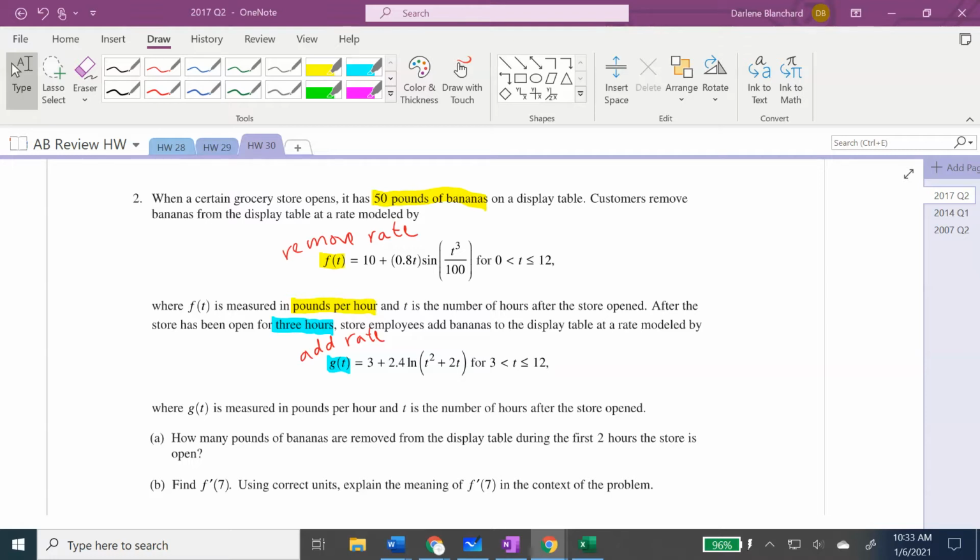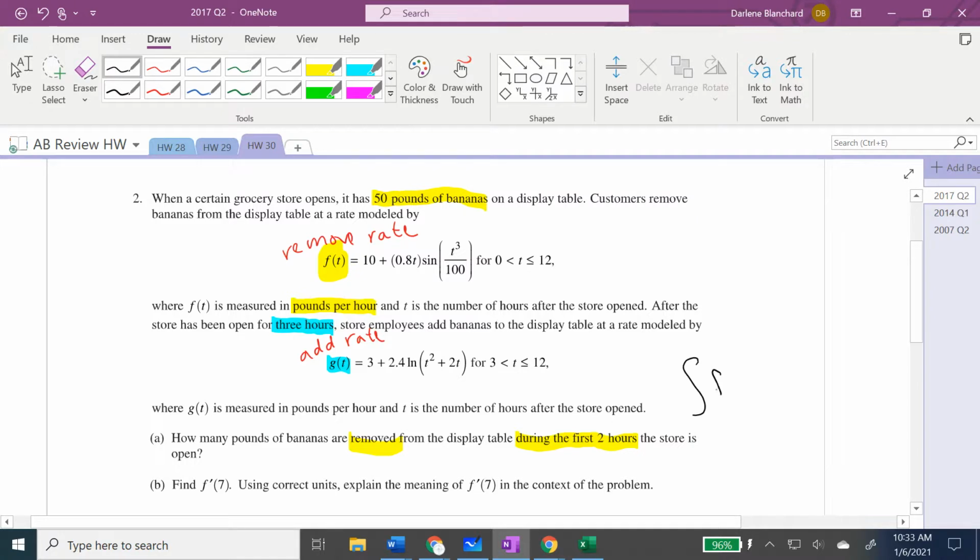2017 question 2. Part A wants to know how many pounds of bananas are removed from the display table during the first 2 hours the store is open. So I only want quantity removed. That means I'm going to turn to the remove function only.